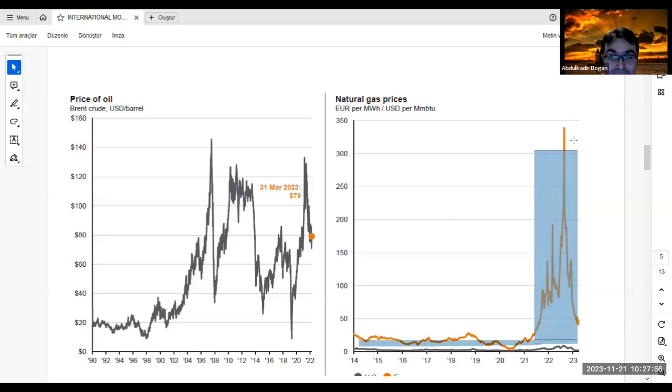What happened here? Natural gas went from approximately 50 euro per megawatt to 300 euro per megawatt. What happened here? The United States and Western countries, all European Union countries, put sanctions on the Russian natural gas market. And nobody imported any natural gas from Russia. So then Russia cut all their natural gas production to the rest of the world.